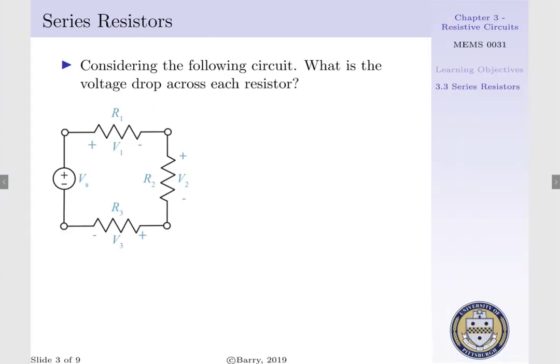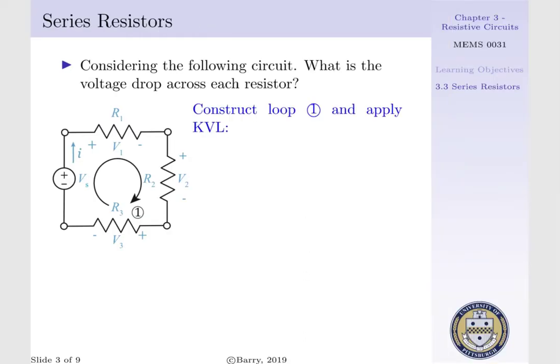To begin, let us consider the following circuit. Imagine we have a voltage source Vs that's connected to resistor R1 that is connected to resistors R2 and R3 in a series configuration. We want to determine the voltage drop across each resistor. We can begin by constructing a KVL loop and applying our KVL equation, i.e. Kirchhoff's voltage law, to our system.